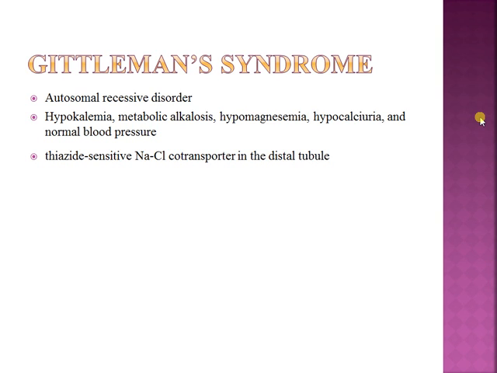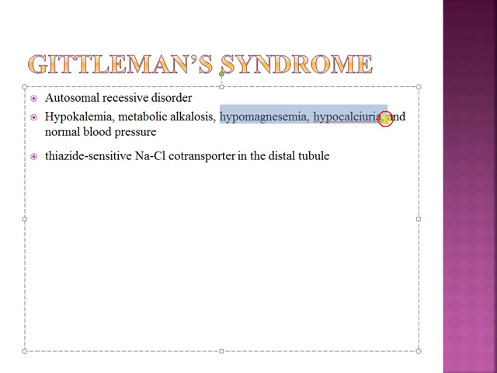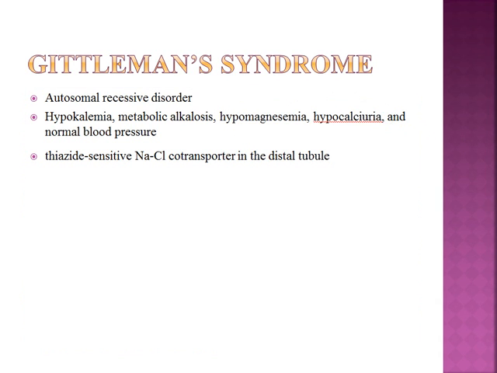Okay, so it is autosomal recessive. Again, you are losing potassium, you will be alkalotic, you will be hypomagnesemic, hypocalciuric, and the blood pressure will be normal to sometimes low as well. But what's the main difference is hypomagnesemia and hypocalciuria are more prominent in Gitelman's. So these two, I want you to remember, these two are common with Gitelman's.